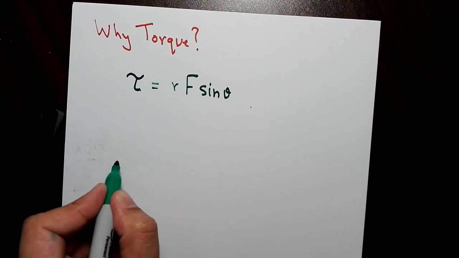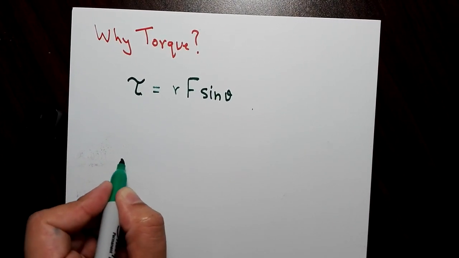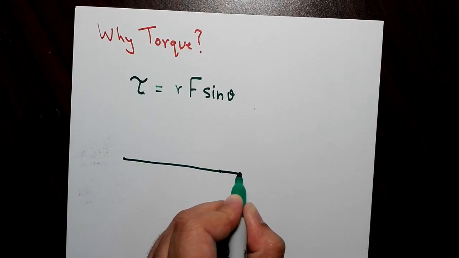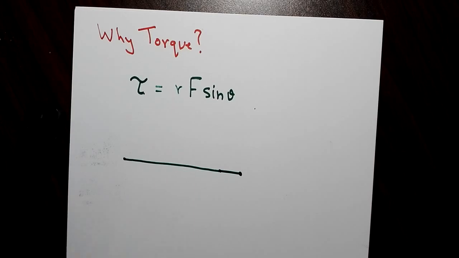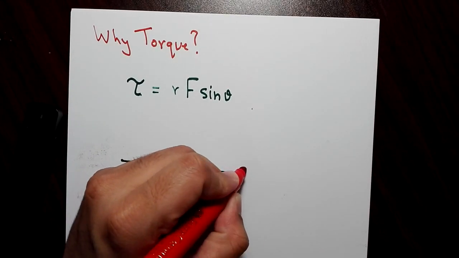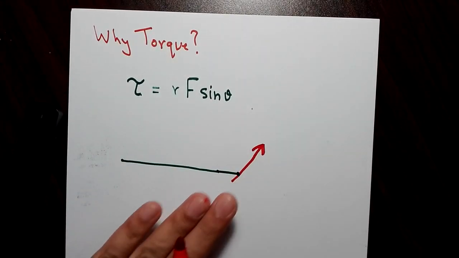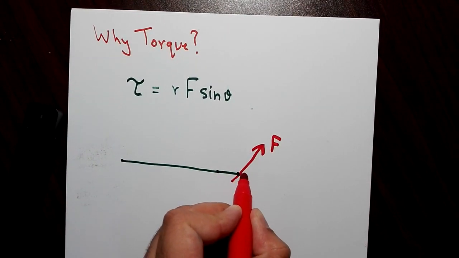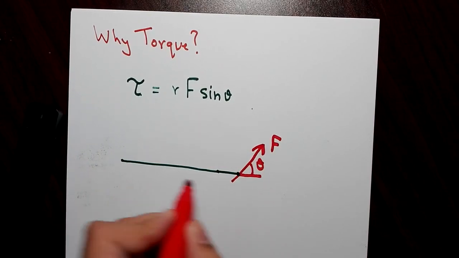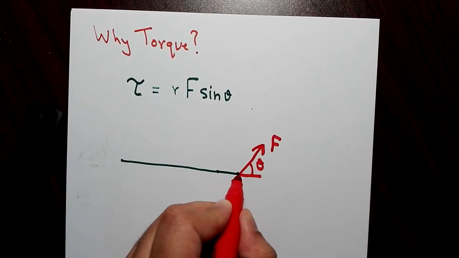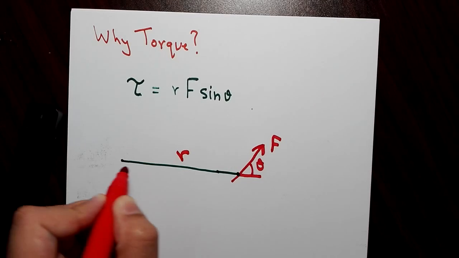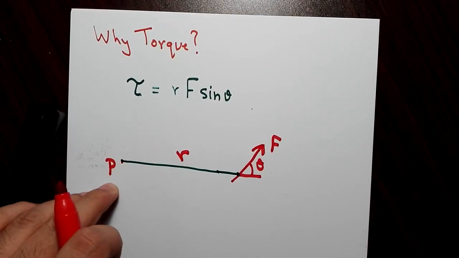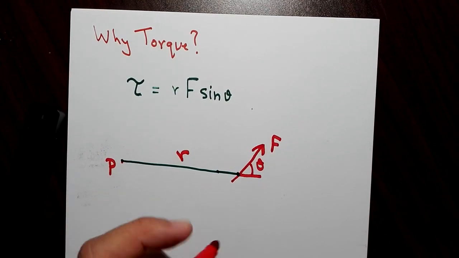And let's assume again that same object. This is the object, and this is the force I'm applying. I applied the force using my hand. This is that force, and this is that angle theta. So this is that radial line. This distance is r, and this is the pivot point, usually written as O or P, same thing.